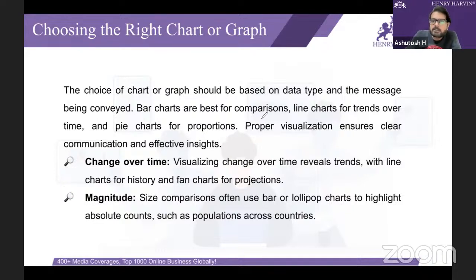Bar chart is the best for comparisons. The line chart is for change over a period. You must have seen companies showing quarter-wise profit or loss as a line, so that is a line chart, showing the trend over time. Pie chart is for proportions. And proper visualization is needed because it ensures clear communication. When we are talking about change over time, visualizing.